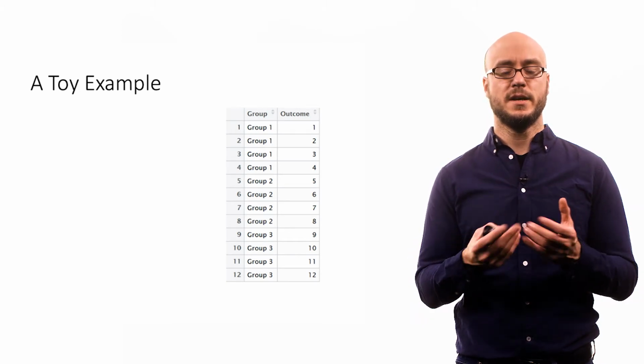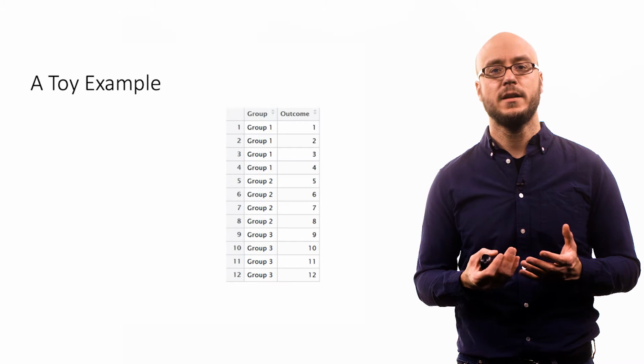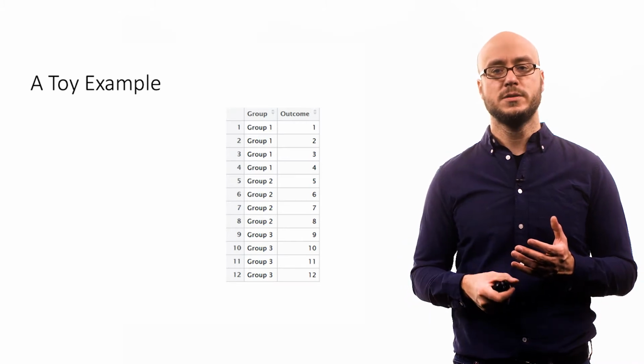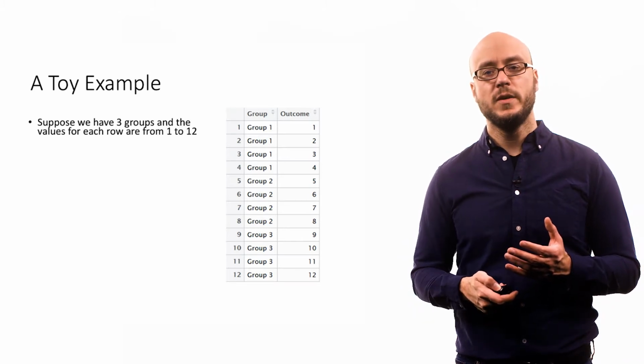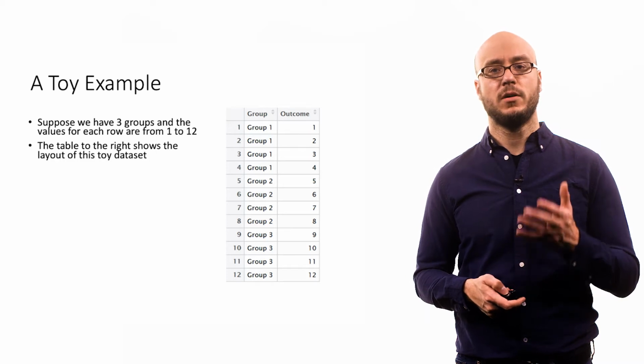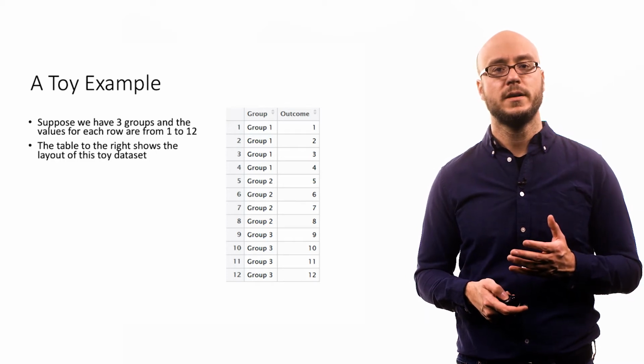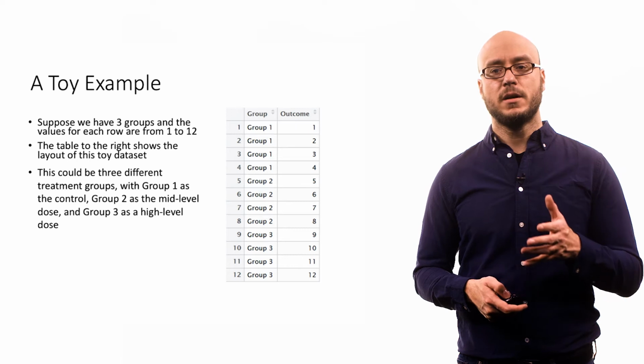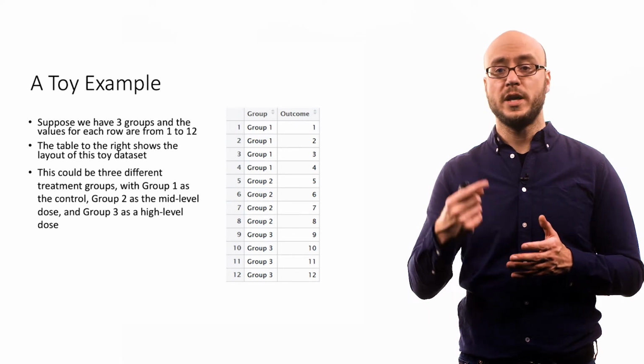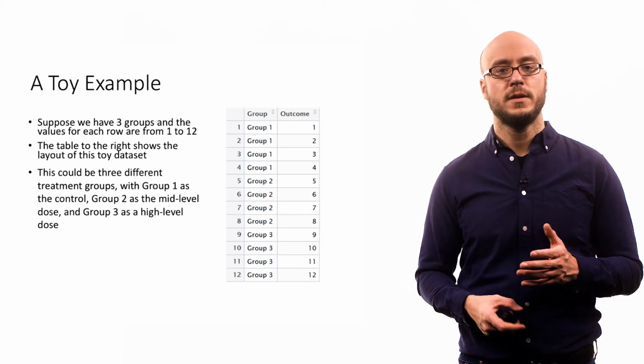So let's go through a toy example. This is really a simulated data set I created. We have 12 rows, so we have 12 observations, and we have these 3 different groups. So I call them group 1, group 2, group 3. The values of the outcome are simply 1, 2, 3, all the way up to 12.